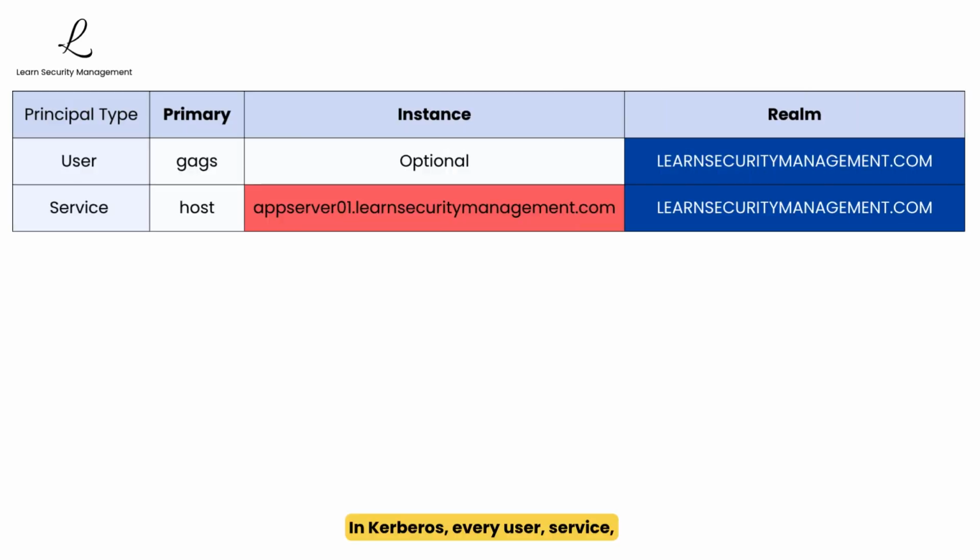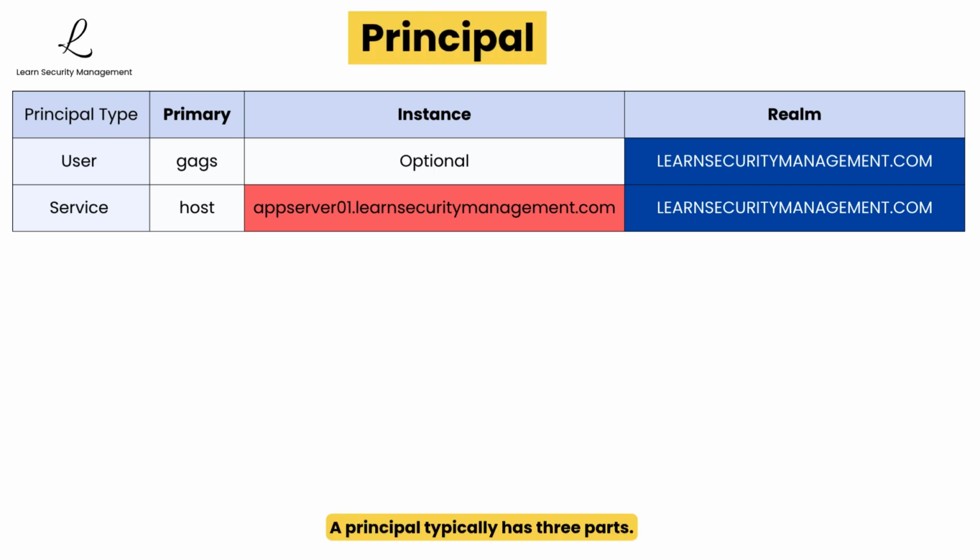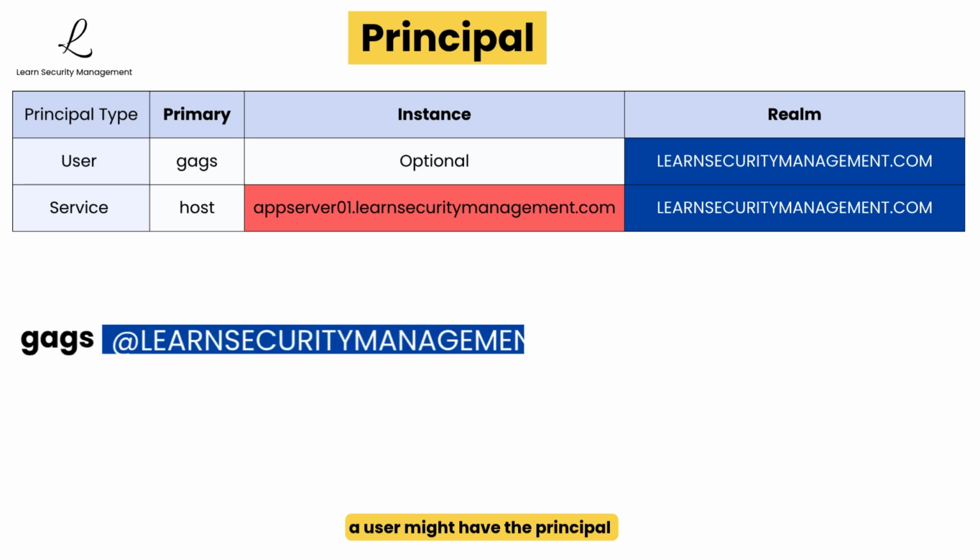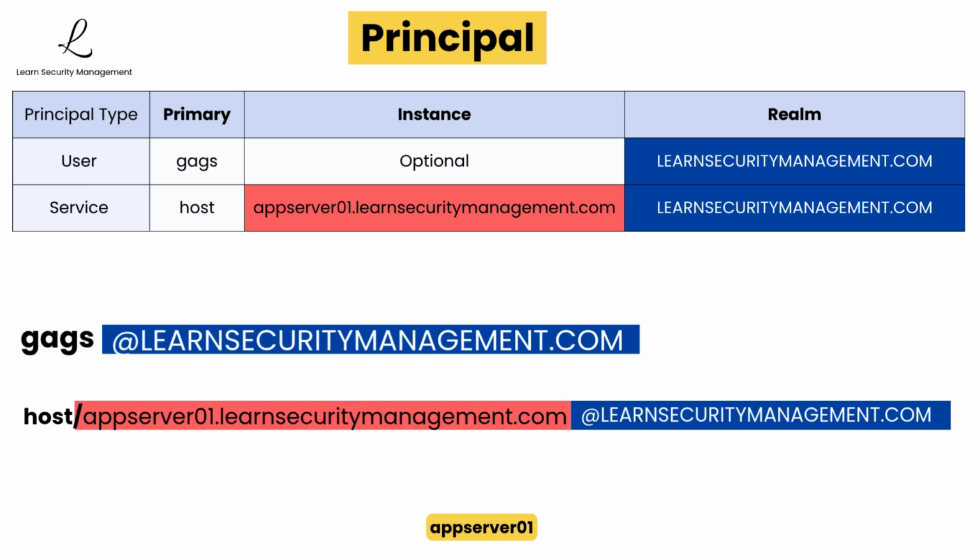In Kerberos, every user, service, or host that participates in authentication is identified by a unique name called a principal. A principal typically has three parts: the primary, such as a username or a service name, an optional instance, like an admin role or a host name, and the realm it belongs to. For example, a user might have the principal Gags at learnsecuritymanagement.com, while a service could be host appserver01.learnsecuritymanagement.com at learnsecuritymanagement.com. Kerberos assigns tickets to these principals, allowing them to securely access resources across the network.